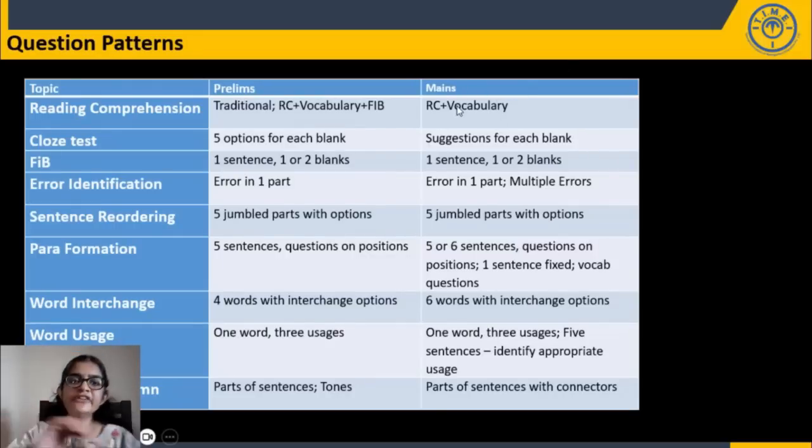Okay. Now, let us delve into a little more detail regarding the actual patterns that have been appearing. We spoke of the various question types. So now in each question type, let us look at the actual patterns that have been appearing over the years in prelims exams and mains exams. But before I get into this, I want to highlight one thing. This is something that we have been trying to highlight over and over again.